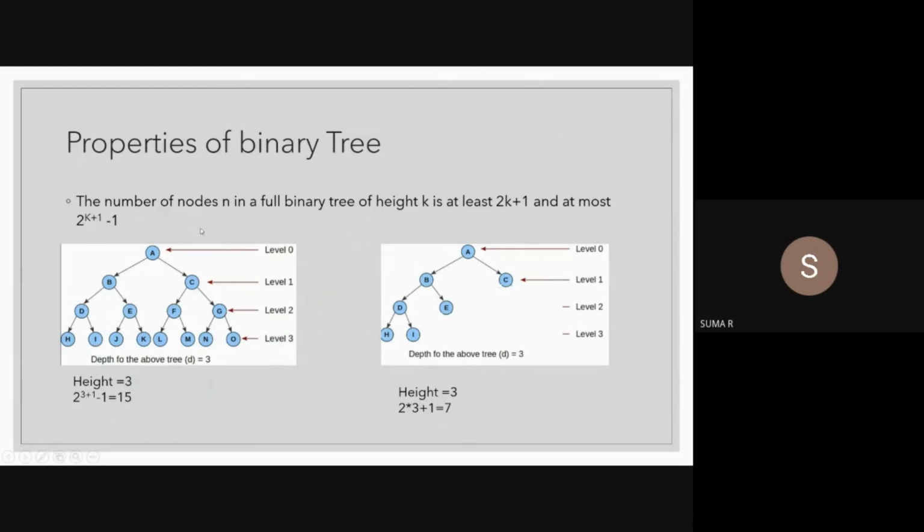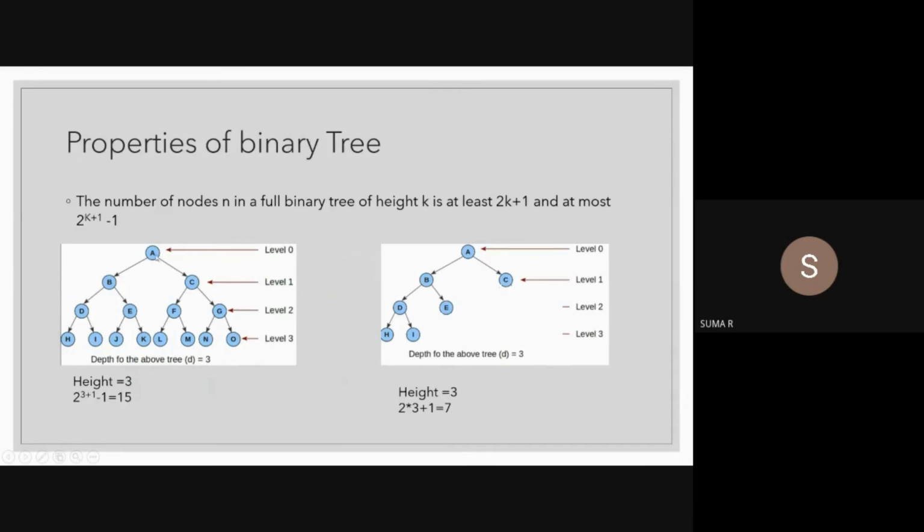So this is a full binary tree of height 3. Okay, its height is 3, 1, 2, 3 edges from root A to L. So its height is 3. This contains the maximum number of nodes. So we apply in this equation 2 power k plus 1, k is 3, 3 plus 1 is 4, 2 power 4 minus 1. That is 16 minus 1, 15.